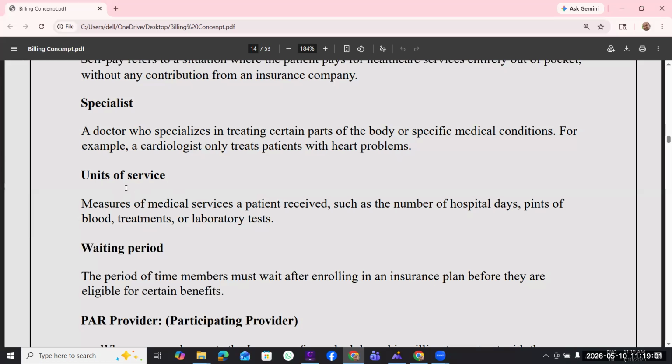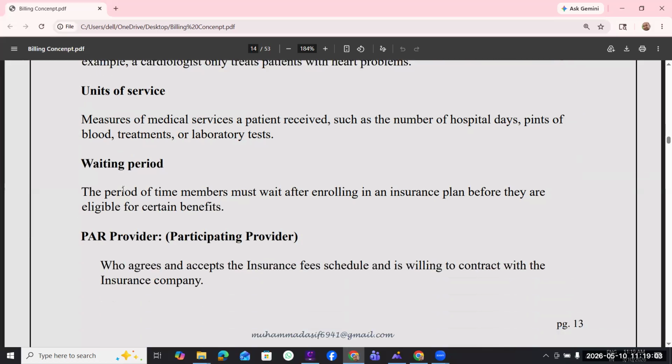Unit of service is also important. It is a measure of the medical services the patient received, such as the number of hospital days, pints of blood, treatment, and laboratory. So unit of service is a kind of one CPT billed for one unit, one CPT billed for 2 units, 3 units, 4 units, 5 units. So that is the number of how many times one CPT will be billed. That is considered a unit of service.